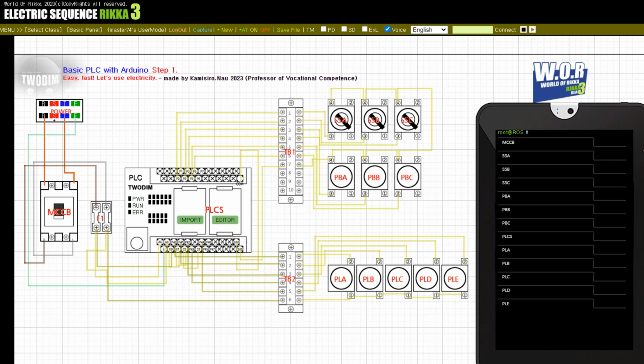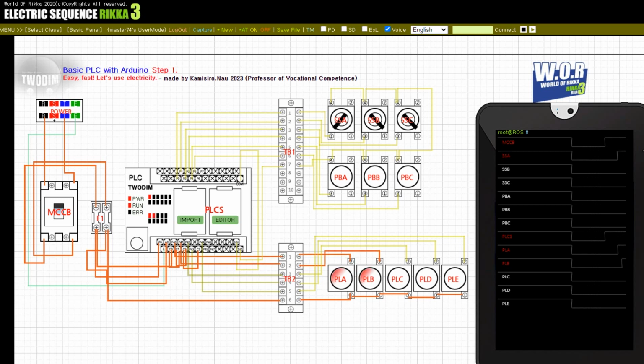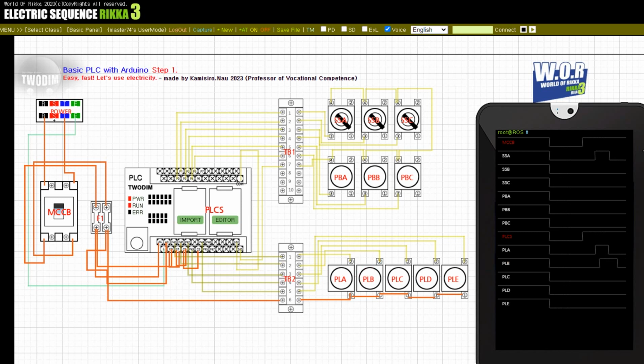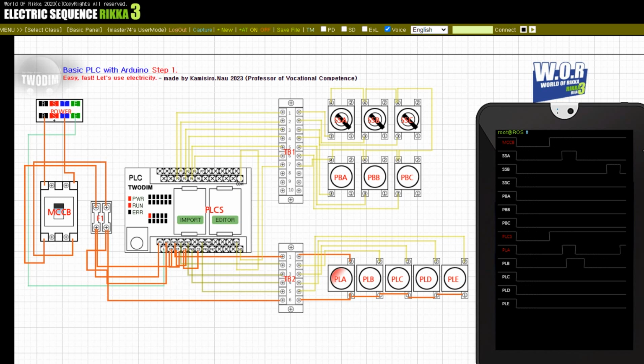Input on, wiring breaker. Input on, SSA. Input off, SSA. Input on, SSB. Input off, SSB. Input on, SSA. Input off, SSA. Input on, SSB. Input off, SSB.